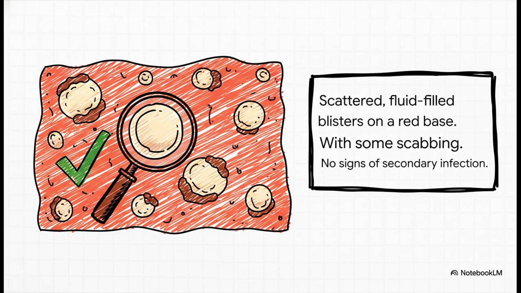After getting consent, you'll examine the child. This is what you'll likely see. You need to verbalize your findings clearly to the examiner. Something like, on examination, I can see scattered vesicles on a red base, with some lesions already crusted over. I don't see any signs of a secondary bacterial infection.